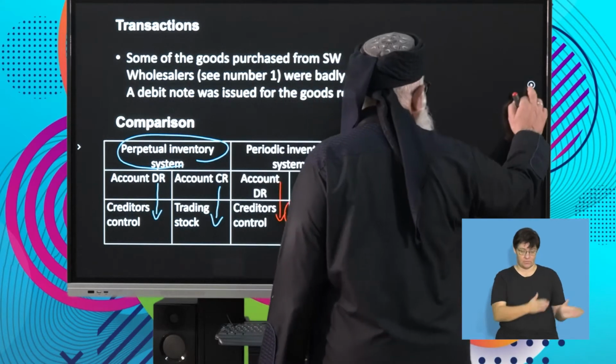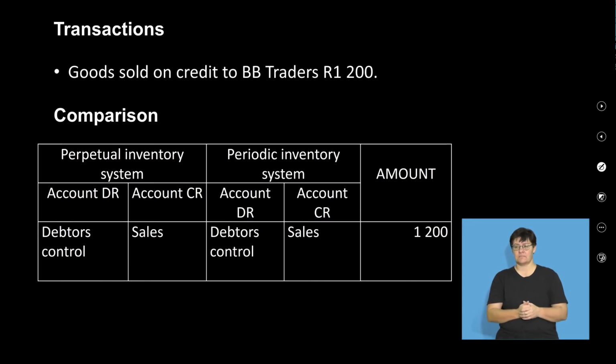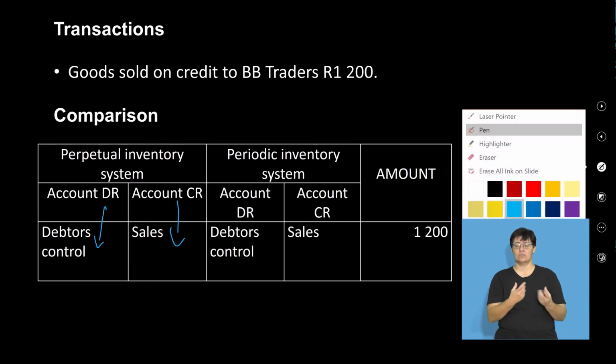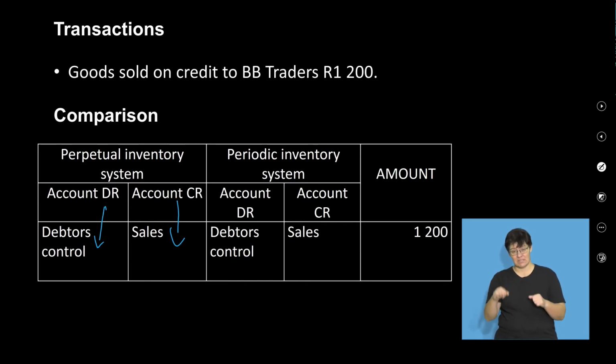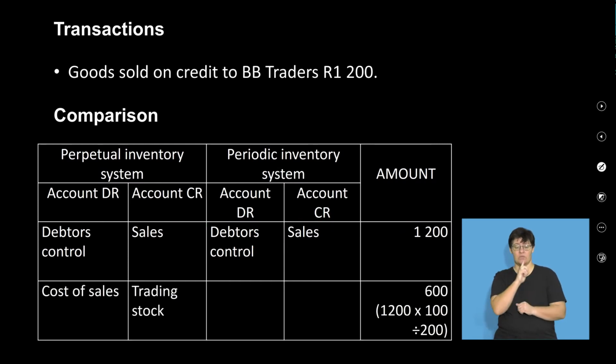Let's move on to the next one. Again, we're comparing our perpetual to our periodic, starting off with our perpetual. Goods sold on credit, debit debtors control, credit sales. When we're doing it with the periodic inventory system, what are we saying? Debit the debtors control, credit the sales. Right? No problem. Amount is 1,200. Now look at the next one.